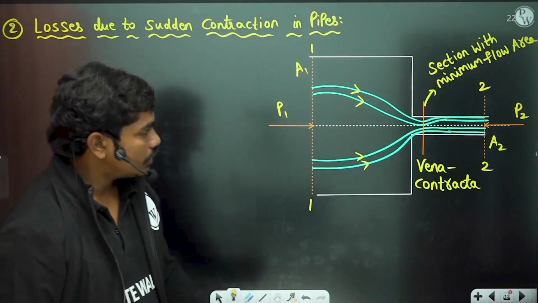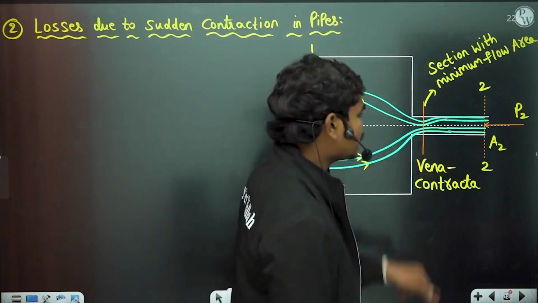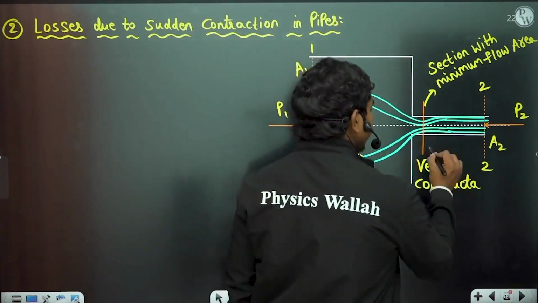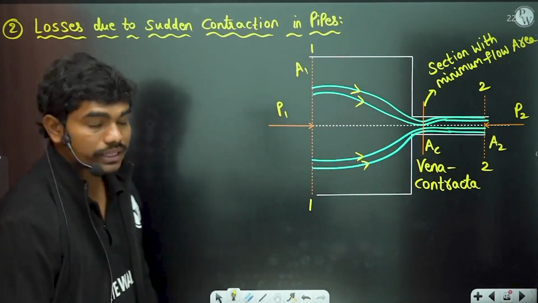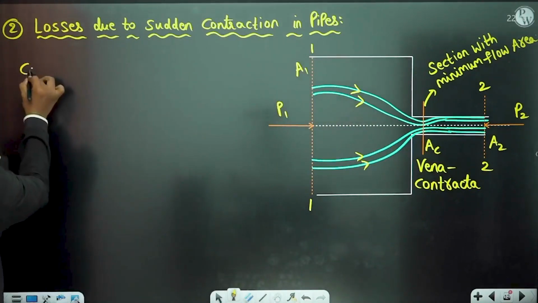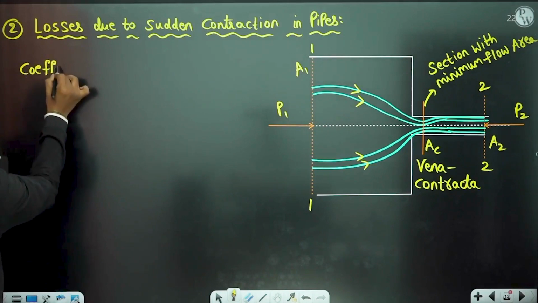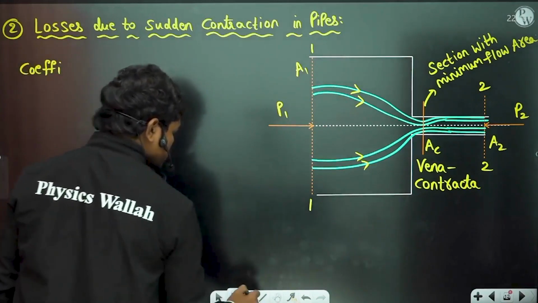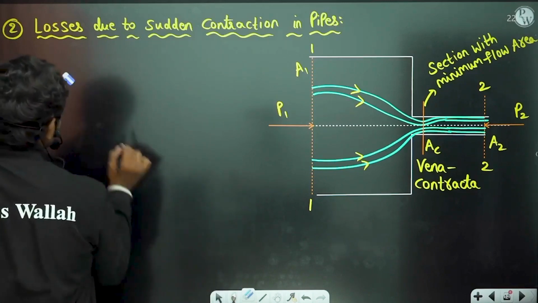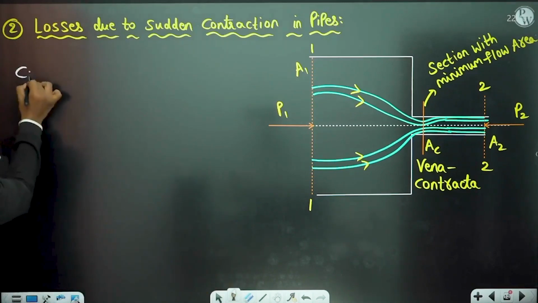Now this section is 2 2, this is C. Okay, so here the area of cross section is AC, for example. Okay, now we define one thing which is called coefficient of contraction.